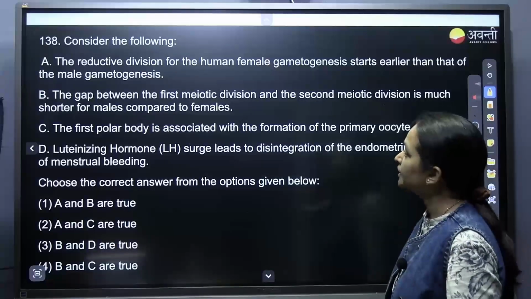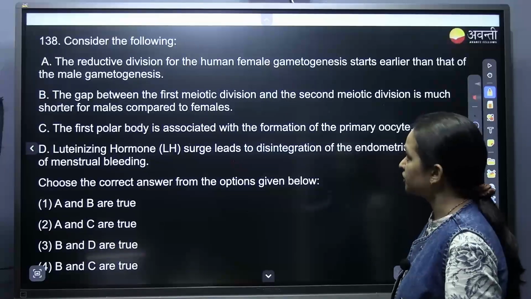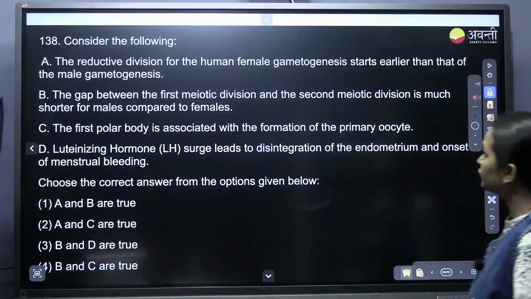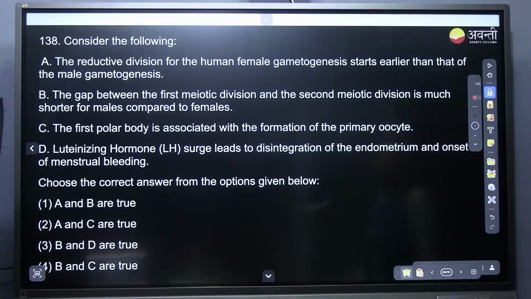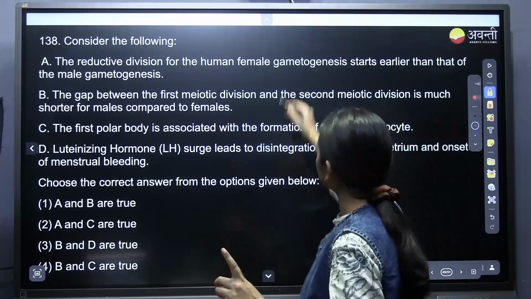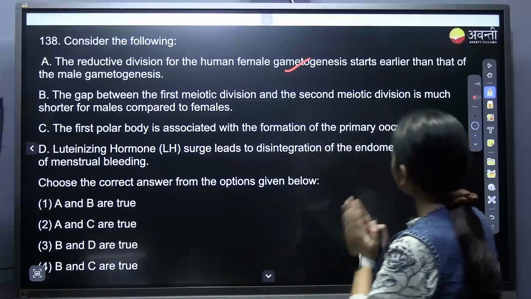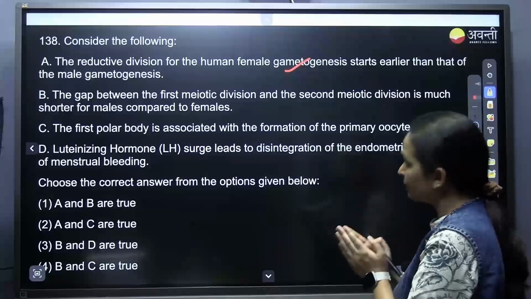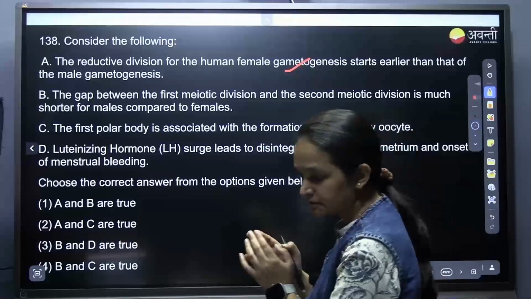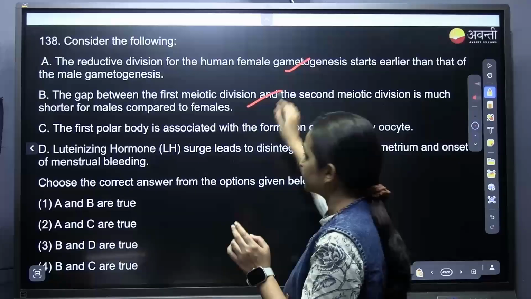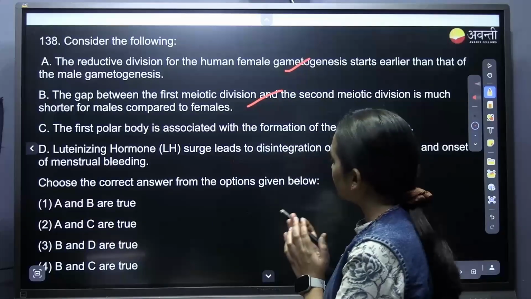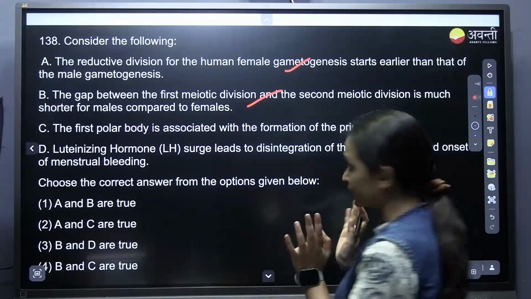Consider the following. The reductive division for the human female gametogenesis starts earlier than that of male gametogenesis. Is it true? Yes, it is true. The gap between the first meiotic division and the second meiotic division is much shorter for males compared to females? Yes. The first polar body is associated with the formation of primary oocyte.